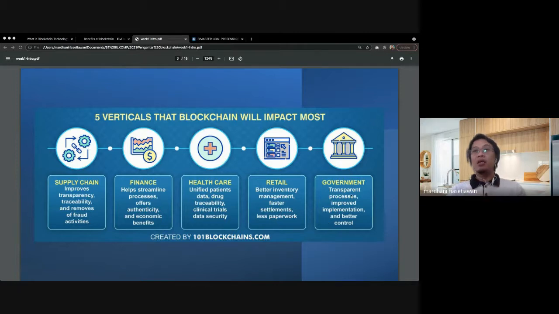And the government can also have an advantage when using the blockchain, especially for transparent processes in government services, for example, and improved implementation of many programs, especially now that we are joining the era of the smart city. So if we want to push the smart city to become the platform of the future city in Indonesia, I think we need to consider implementing the blockchain to improve the implementation and also for better controls of the government itself.